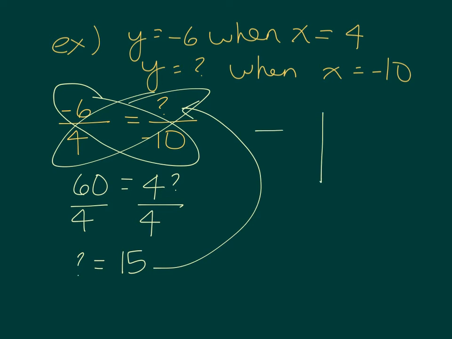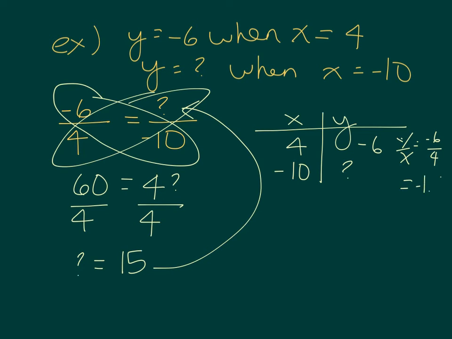If I set up a table, I'll get the same thing. So y is 6 when x is 4. And I want to know what y equals when x is -10. So here I can set up a proportion. I can do y over x, which equals -6 over 4. Which is also, if you use your calculator, -6 over 4 is also -1.5, right?